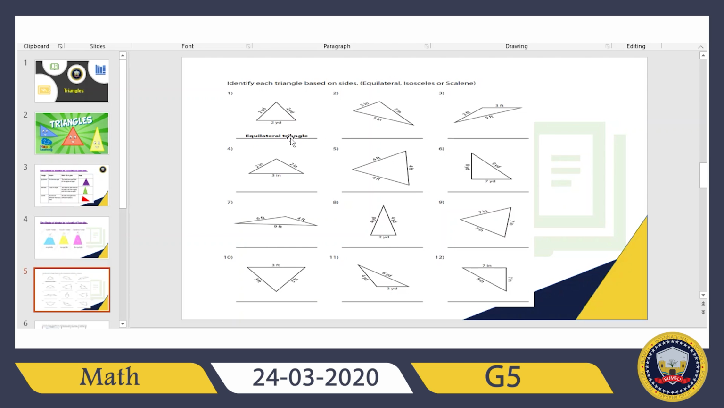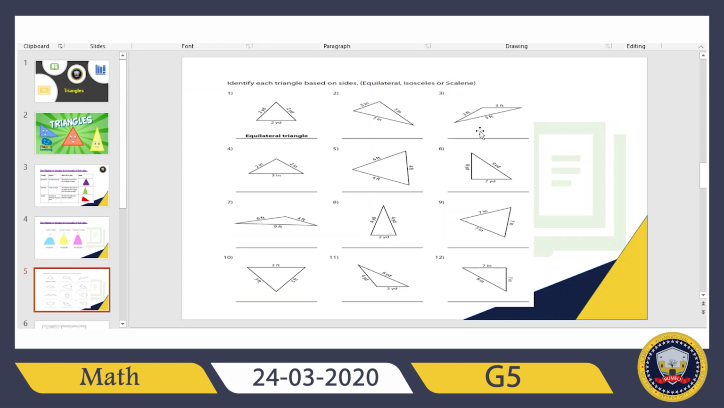What about the second one? Here one side equals 3, the second side equals 5, the third side equals 7. So all sides are not equal, they are different, they have different measures. So is it equilateral or isosceles or scalene? Yes, it's scalene, because all sides are different in their measures.